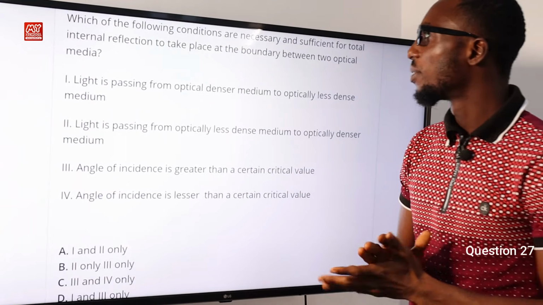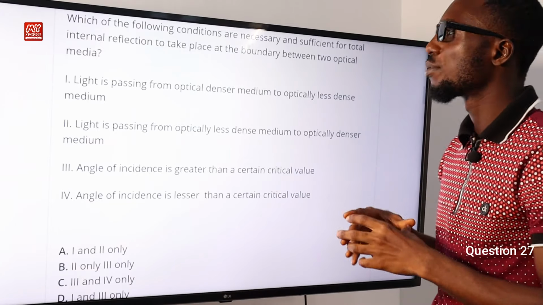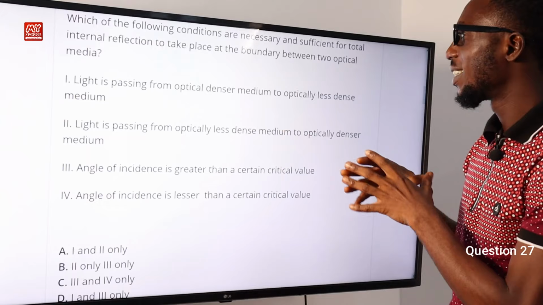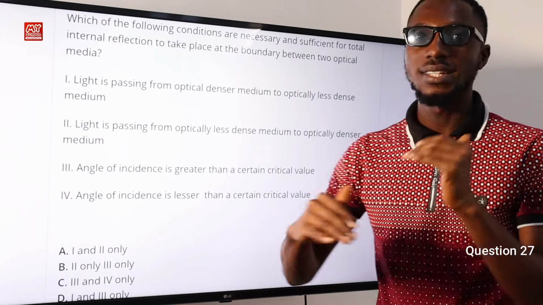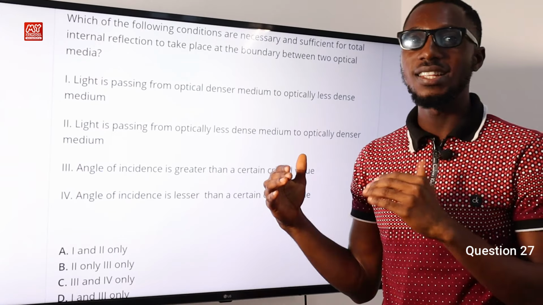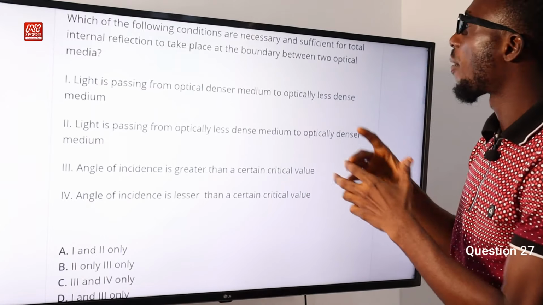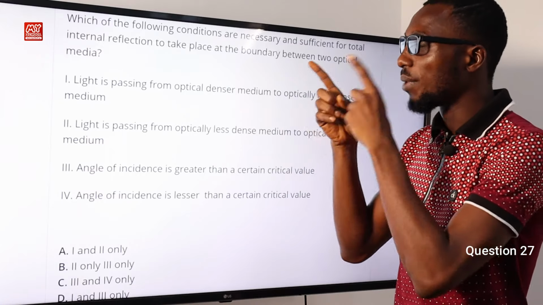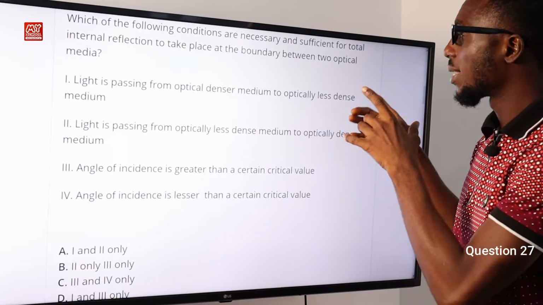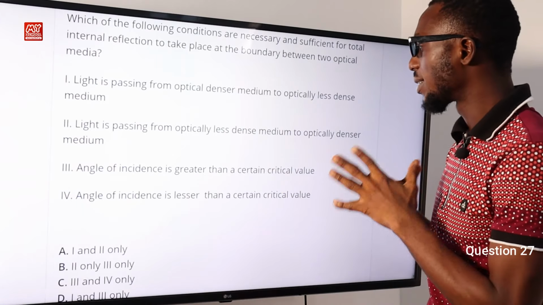27. Which of the following conditions are necessary and sufficient for total internal reflection to take place at the boundary between two optical media? What we should know is that light is passing from an optically denser medium to an optically less dense medium, that is, from a higher refractive index to a lower one. Secondly, the angle of incidence is greater than a certain critical value. So the two correct conditions regarding total internal reflection are statement 1, light is passing from an optically denser medium to an optically less dense medium, and statement 3, the angle of incidence is greater than a certain critical value.